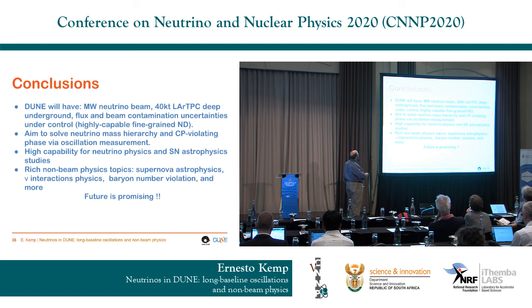So, conclusions: we have a very capable detector with this important feature of multi-technology in the Near Detector that will help to constrain very hard the uncertainties in the flux and the spectrum of the oscillated spectrum in the Far Detector. So we are able to solve the neutrino mass hierarchy and CP violation. And also we have the capability to explore non-beam physics.